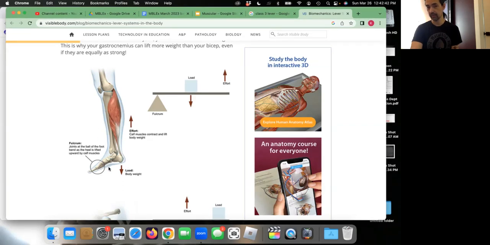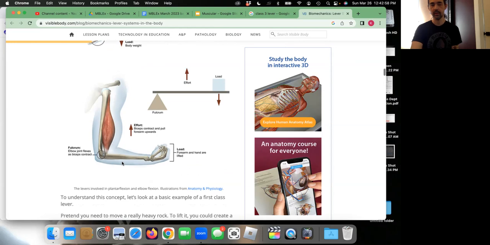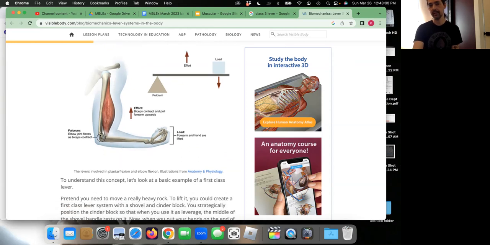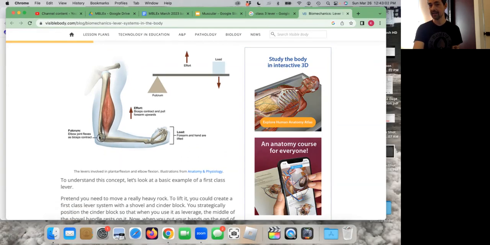And the only example for class 2 is plantar flexing with the gastroc, or elevating the heel, elevating on the toes using the gastroc. It's the only class 2. Class 3 is the most common, with the axis and the weight on the 2 ends and the muscle in the middle.